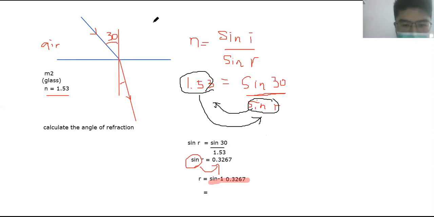So 19.07. That's the angle, final answer. Okay, anybody having problem calculating this one? Let me know. You cannot press the calculator or you can't find it.